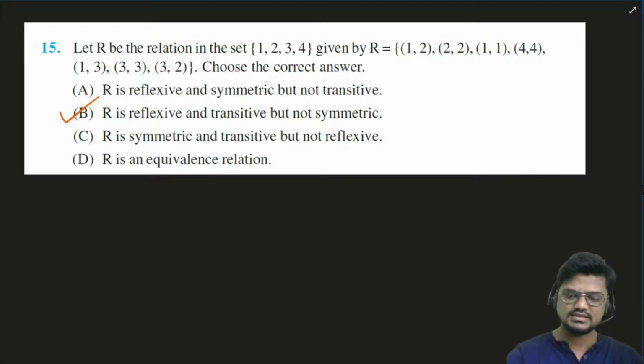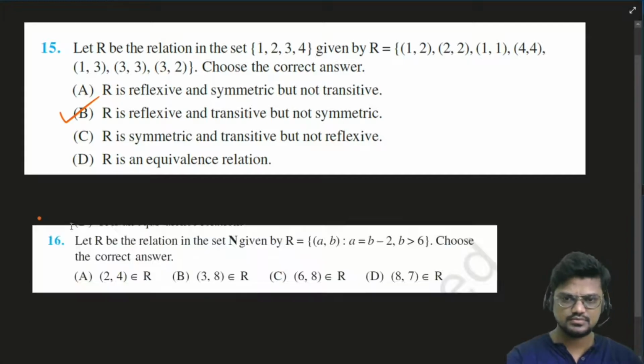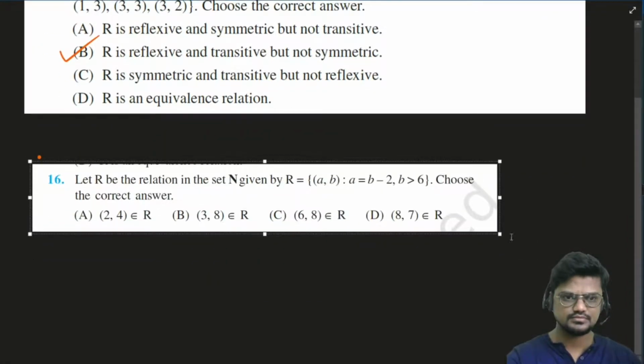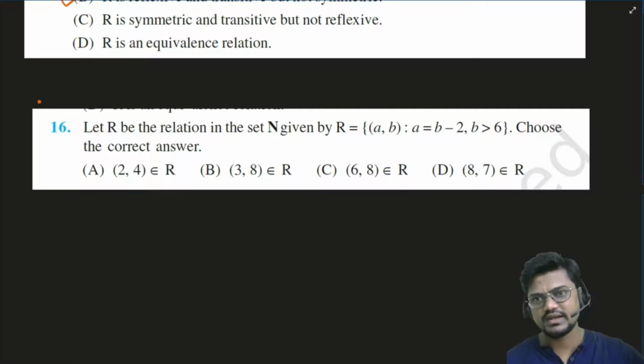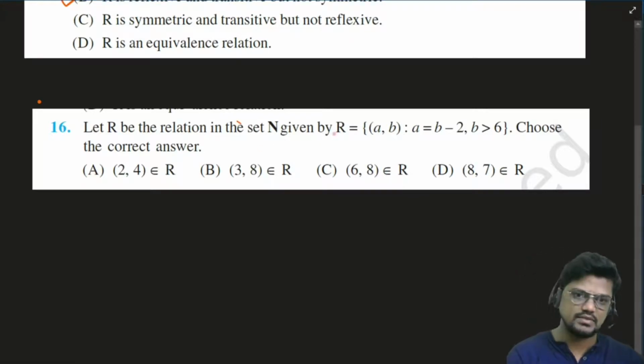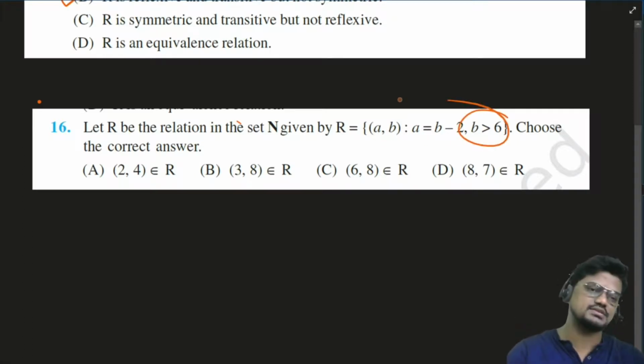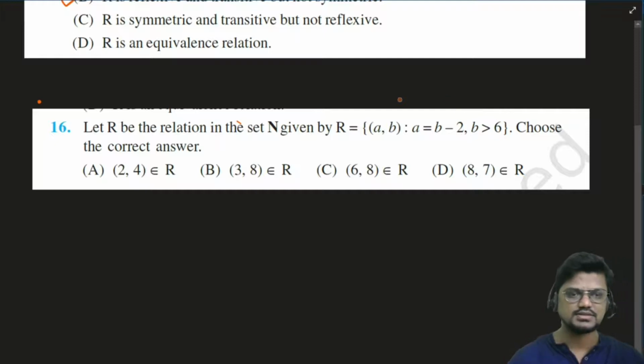Now this is the last sum. This is also a very easy sum. I think you should be able to give the answer of this. Now, you guys can give the answer in the chat box. What is given? Let R be the relation in the set N given by the set of all (a, b), where a = b - 2 and b > 6. Then choose the correct answer. Which pair will belong to the relation?